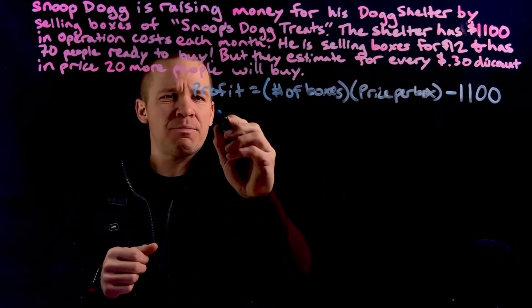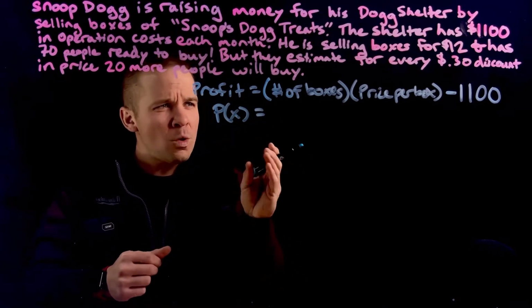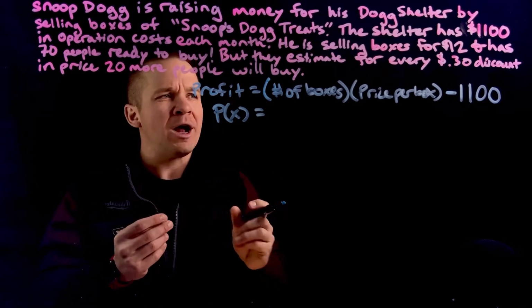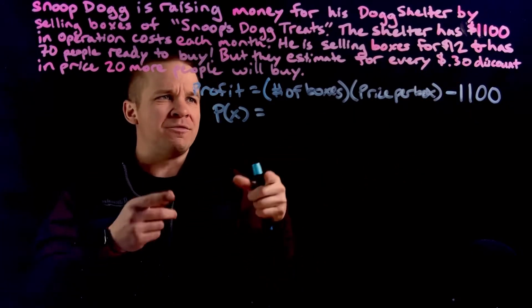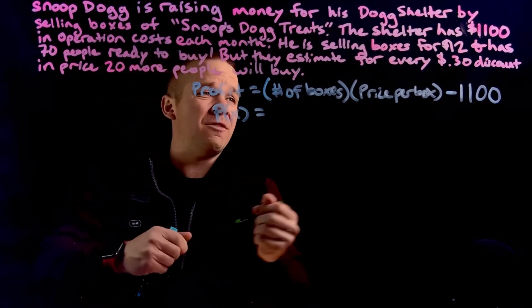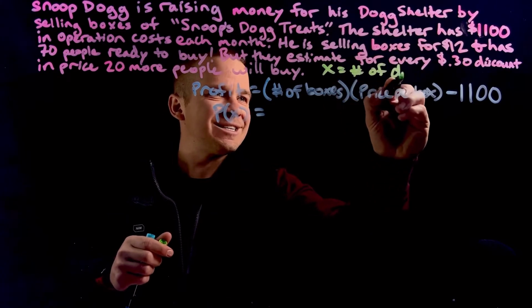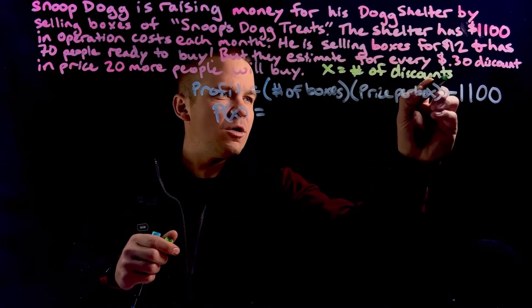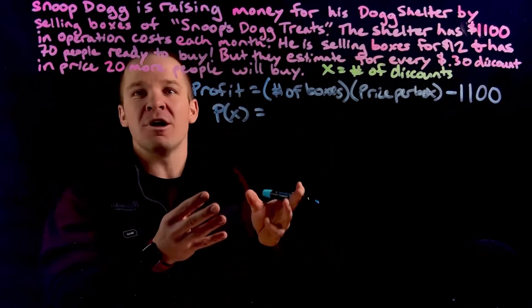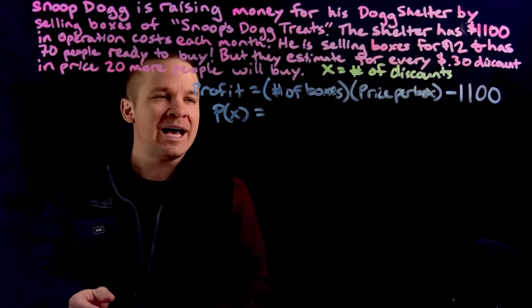So now let's write the profit as a function of x. And what are we varying here? What's changing? That's the question, right? The varying is the number of discounts. So we're going to say that x equals the number of discounts, or times that we've discounted, or however you want to think about it. But I like to write down my variable so I don't forget what it means once I go ham on some math, plugging it in the calculator and all that.